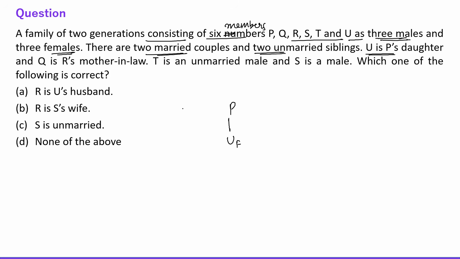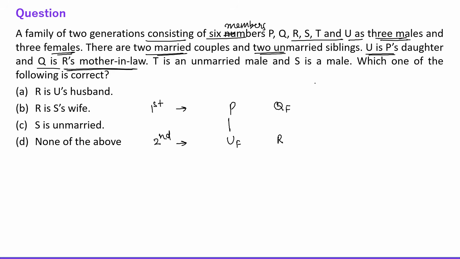There are 2 generations. So obviously this is the first generation and this is the second generation. And they are saying Q is R's mother-in-law. Mother means female. So Q is female, and R's mother-in-law, so it means R is married.